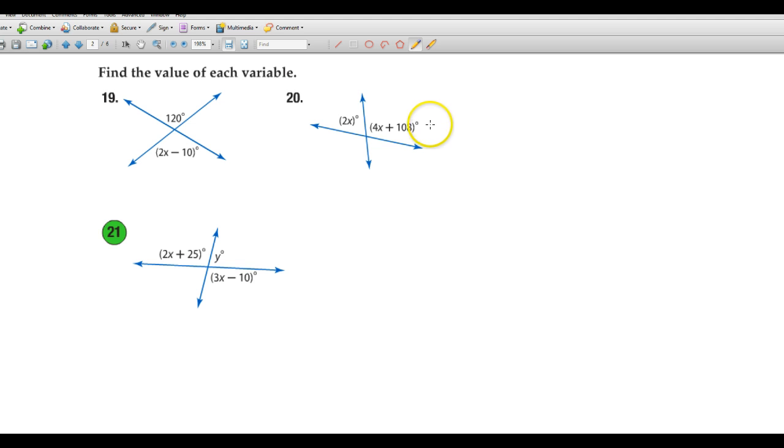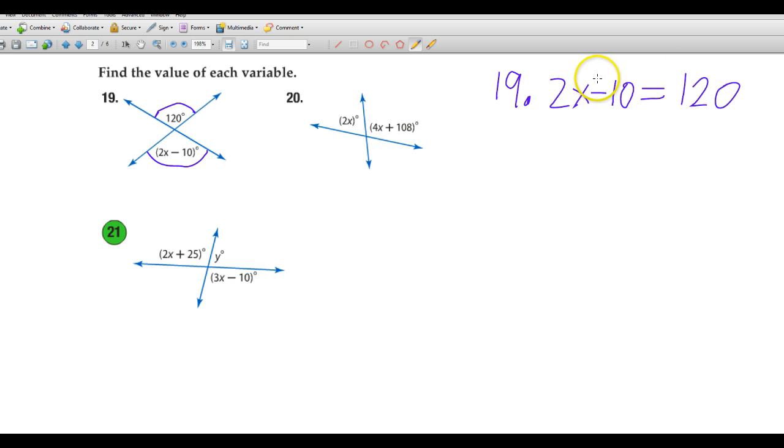Number 19, find the value of each variable. Since this angle and this angle are vertical angles, we have the x and then the angles across from each other. Those are always vertical angles, which we set equal to each other. Vertical angles are congruent. That's the vertical angles theorem. So set them equal, solve for x, add 10. And divide by 2.